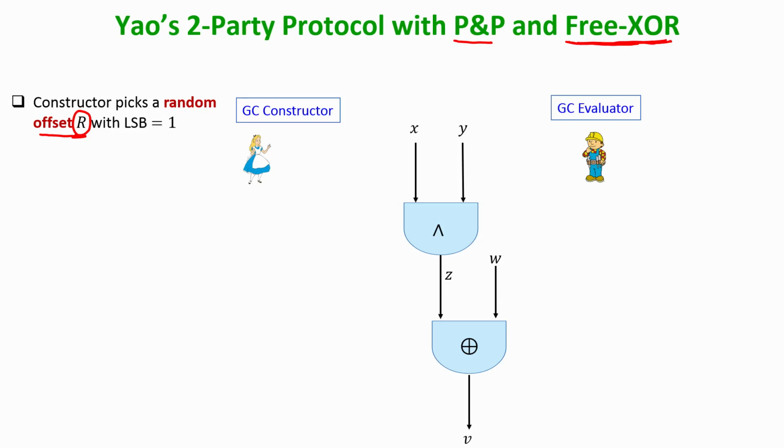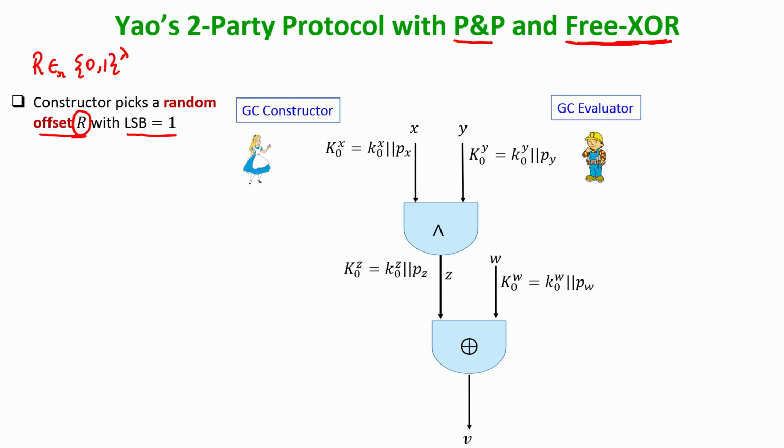Okay. Right. So, coming back to the free XOR technique, in the free XOR technique combined with point and permute, to garble the entire circuit, Alice will do the following: she will pick a random offset R of length lambda bits, where lambda is your security parameter, with the restriction that its LSB is 1. Why this restriction? Because it will ensure that the permutation bits assigned to every wire are complement of each other.